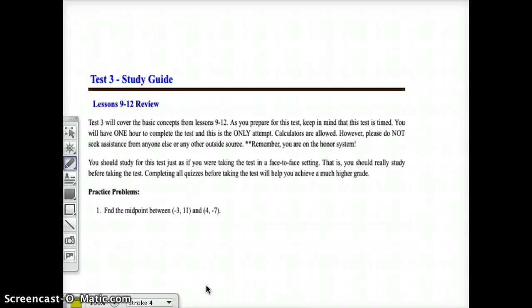Please read the directions to your study guide and remember it's very important to do an honest job of studying on your own. I'd like to go through a few problems here related to the study guide.